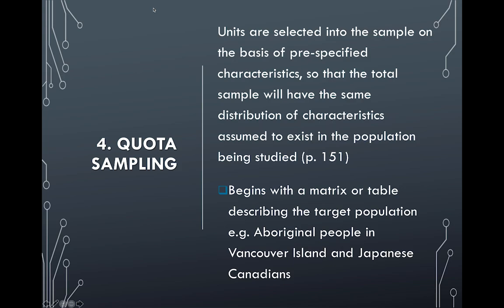and then you set up your sample so that the distribution of characteristics assumed to exist in the population being studied is based on your own research parameters and things like that. We don't want to get too much into this because it's just a little bit beyond what we want to get into, because we're not actually asking you to do it, right? But we just want to be aware of these types of sampling methods for your own sake because it's so important, right? So begin with a table describing the target population.